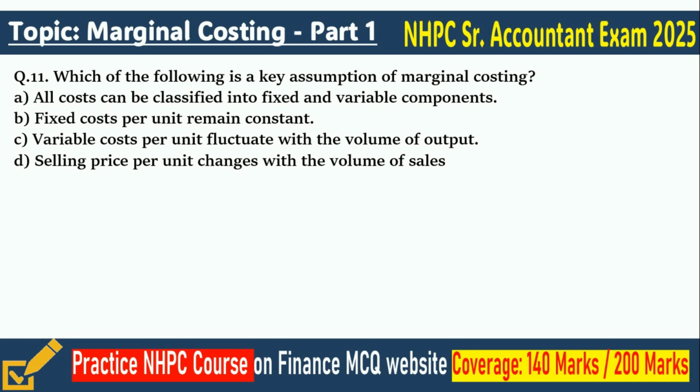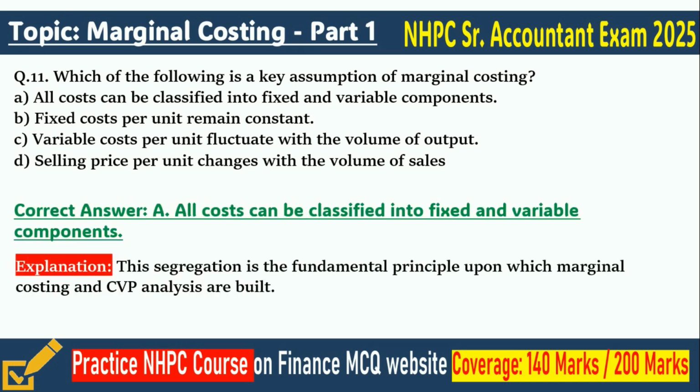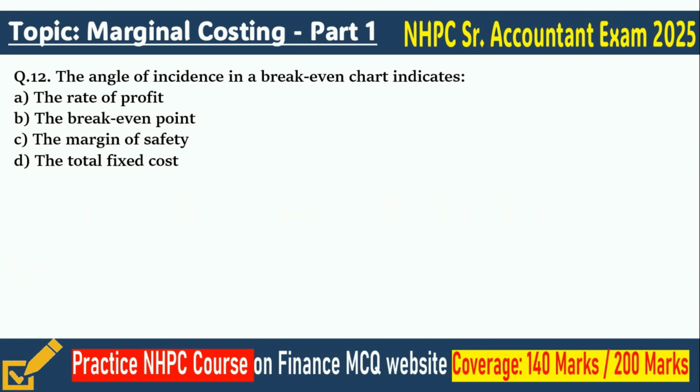Friends, the correct answer is option A. All costs can be classified into fixed and variable components. So, friends, this segregation is the fundamental principle upon which marginal costing and cost volume profit analysis are built. Moving on. Friends, next question.